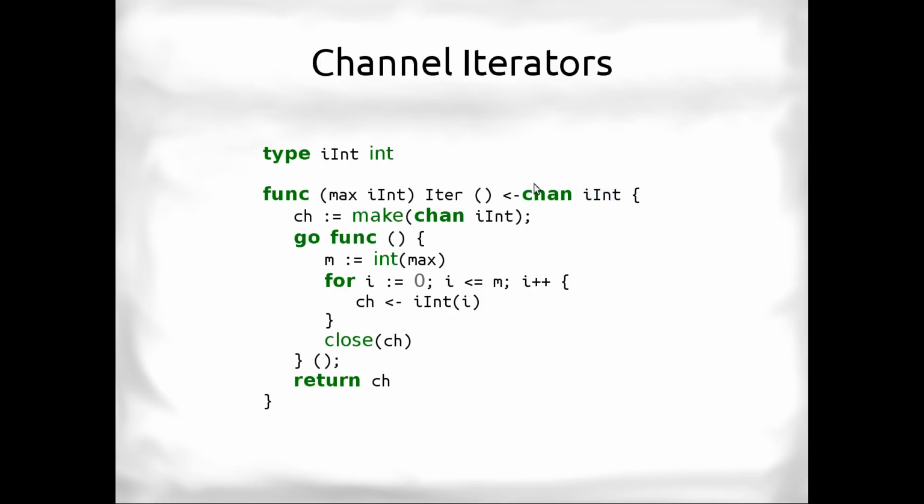So that means we can actually use range on channels, which is pretty nice. So what do we do? We make a channel. We make a Go routine. This Go routine goes from 0 to m, incrementing, and it outputs those ints to the channel. And then once it's done, it closes the channel. And this Go routine is forked off, and we return the channel itself.